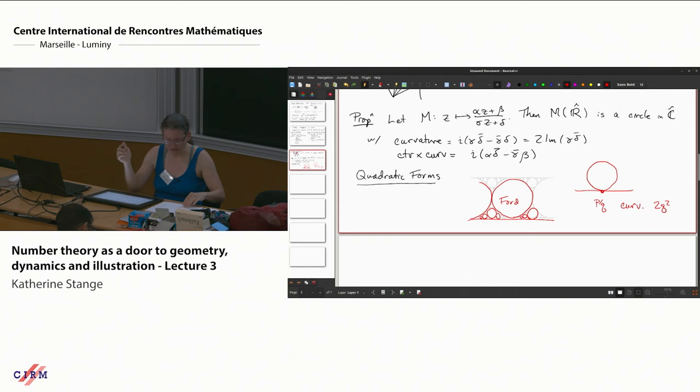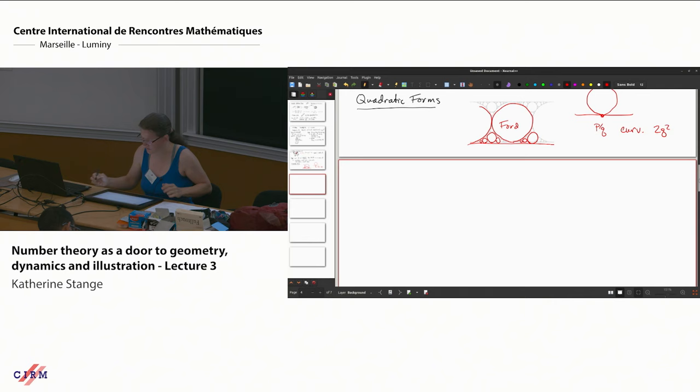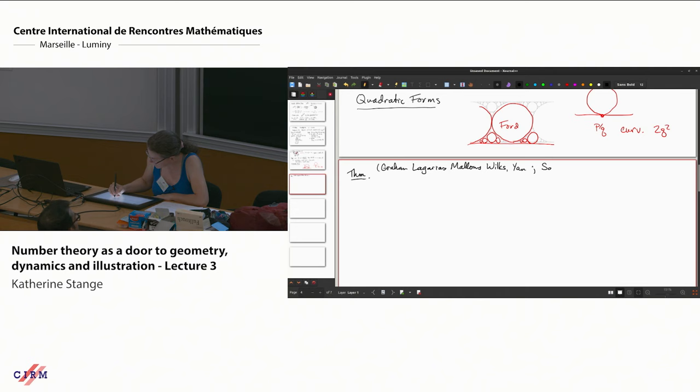And you get something like this in general, which you might imagine because all of these Apollonian circle packings, we're now putting them in the plane as Mobius images of one another. And so you can give a general theorem. And this was originally Graham, I guess I should write this out at least once here. There's a lot of authors. Graham, Lagarias, Mallows, Wilks, and Yan. And then also part of this observation is due to Sarnak.